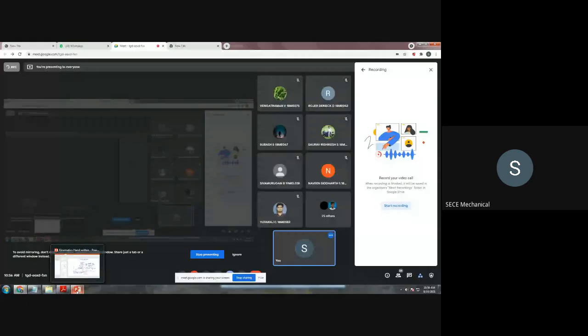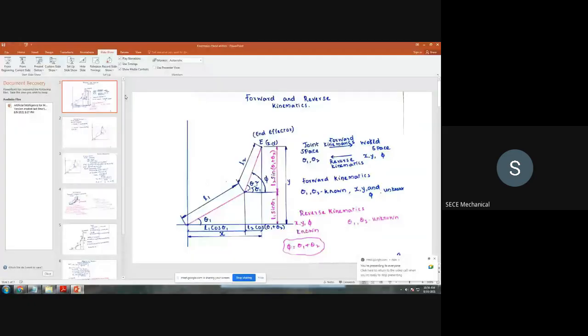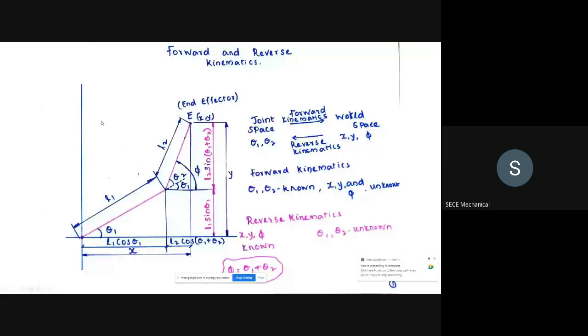How to find forward and inverse kinematics. In this session, we are going to see how to find forward and reverse kinematics for a 2 degrees of freedom robot. So this is forward kinematics, and here we are going to see about reverse kinematics for 2 degrees of freedom.